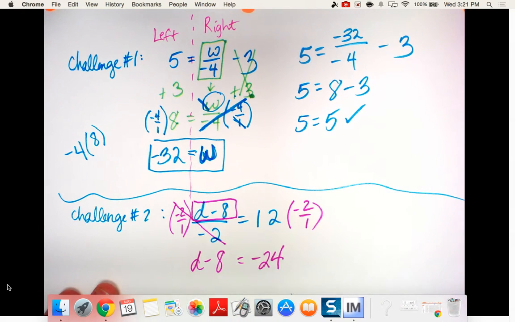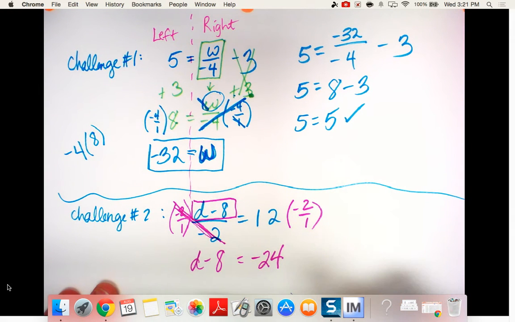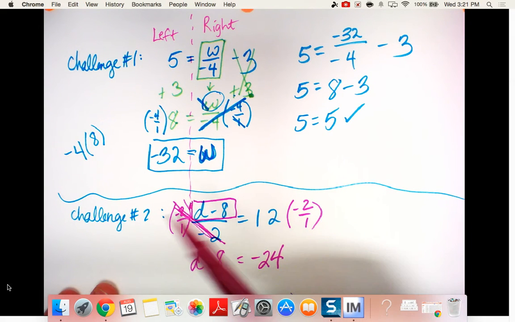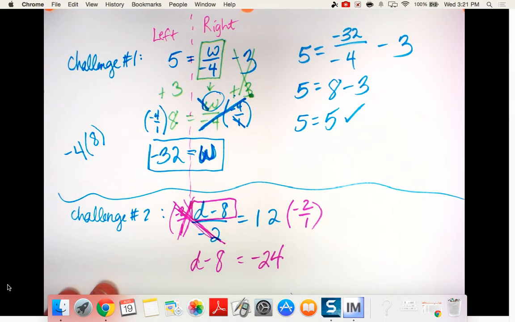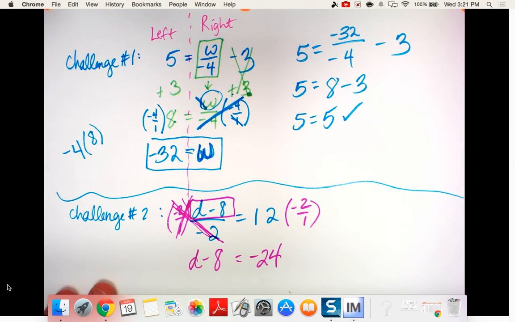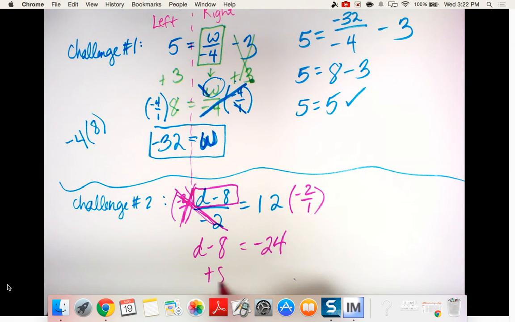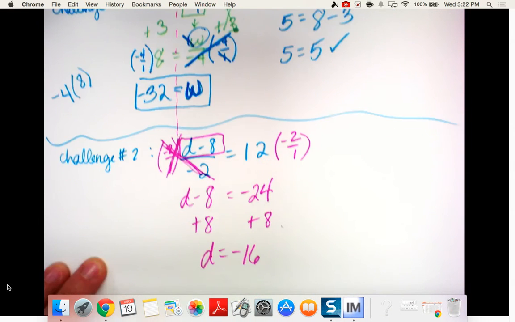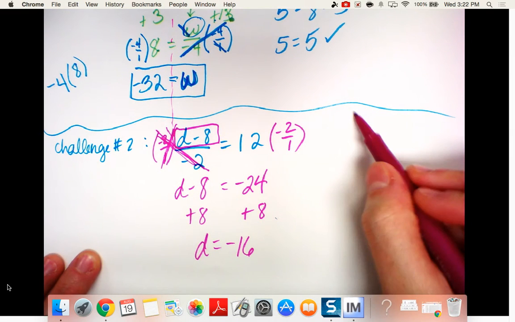So because these divide to 1, and there's an understood 1 that's multiplied by the d minus 8, so those divide to 1 as well. Well, what we have left over is in the box, d minus 8. So you bring that down on the left, and then 12 times negative 2 is negative 24. Put that on the right, and then add 8 on both sides, and you'll get negative 16. Oh, sorry, negative 16. There we go. So let's check.